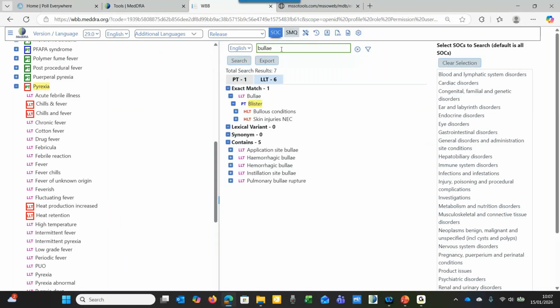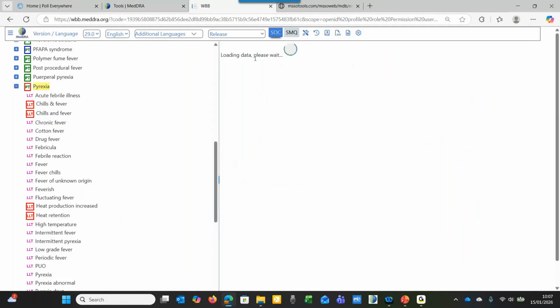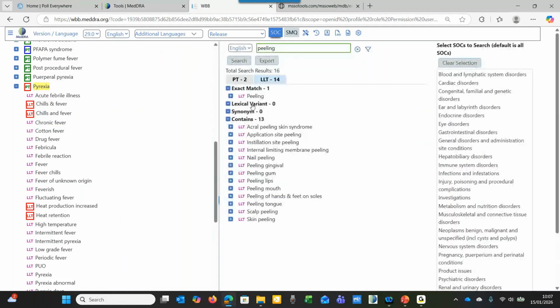Then we've got the peeling. Her skin was peeling. Again, use the word peeling. We've got peeling, nail peeling, scalp skin peeling, with a PT of skin exfoliation. That seems like a good one.